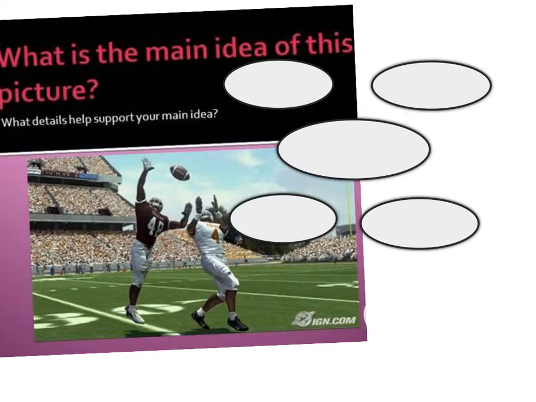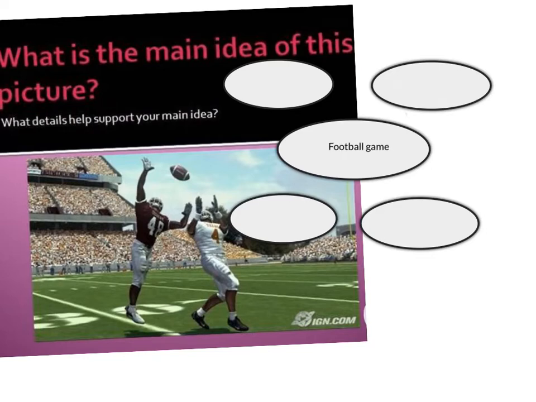Now let's look at another picture. What is the main idea of this picture, and what details help support your main idea? So when I look at this picture, what I notice right away is that there's some football players, a football, some stands with fans in them, and a football field. So I would say that this main idea is going to be a football game.